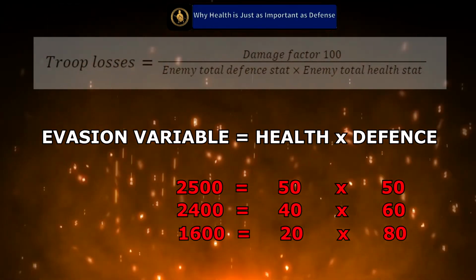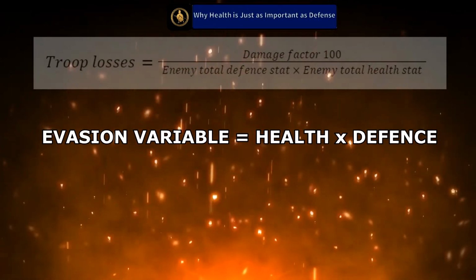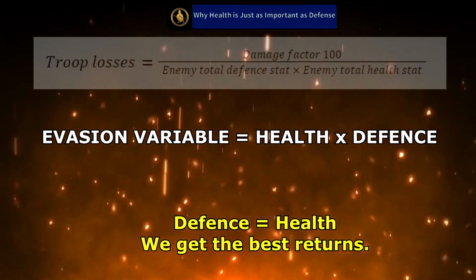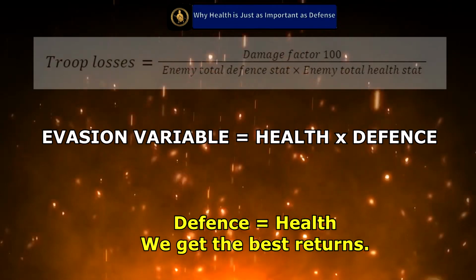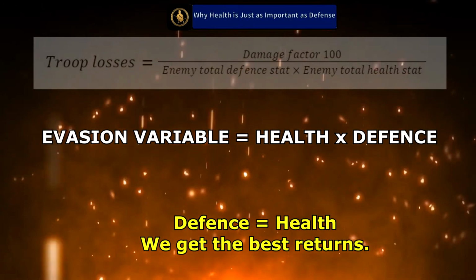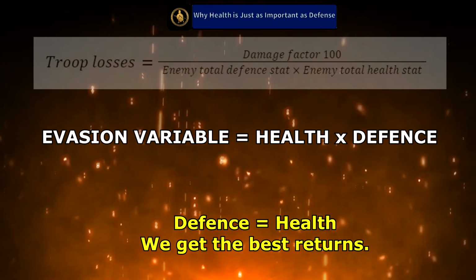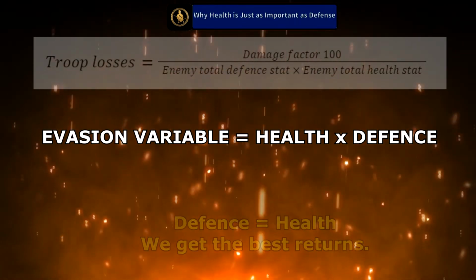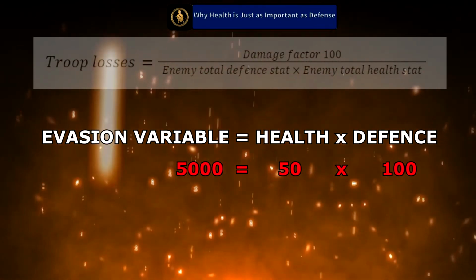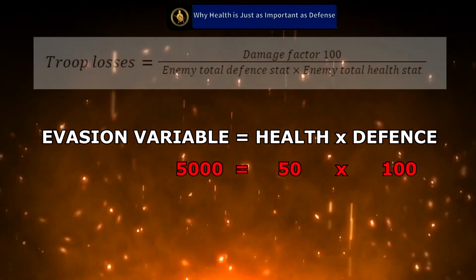So try making up your own total damage number and inputting the following combination of health and defense into the formula to show that having defense and health at an equal level brings about the best return. If we do not consider it as a percentage and both defense and health are not required to total up to 100, we can still see that having health and defense at an equal level brings better returns. For example, say health is 50 and defense is 100. When we multiply this, 50 multiplied by 100, we get an evasion variable of 5000.